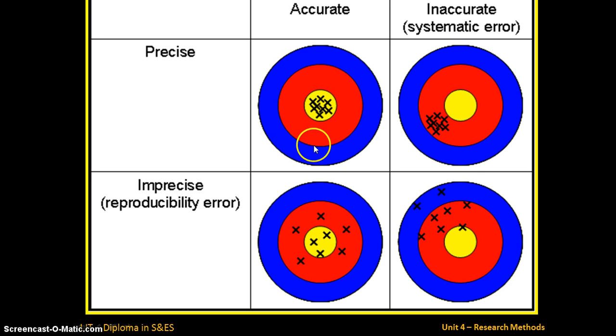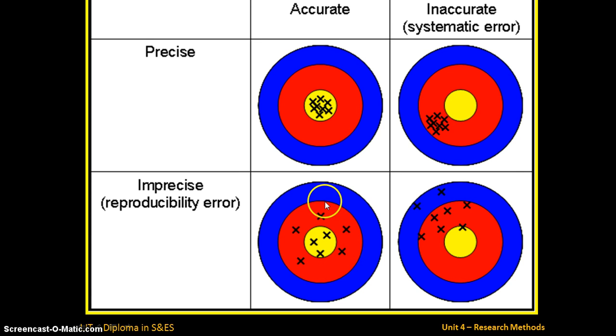So 4 targets. This target shows highly accurate because it's on the bullseye, it is what it should be, and precise in that they're clumped together. There's a lot of predictability of where the outcome is coming. Here we've got precise because they're clumped together, they're similar, but they're inaccurate. They're not on target, they're not what it should be.